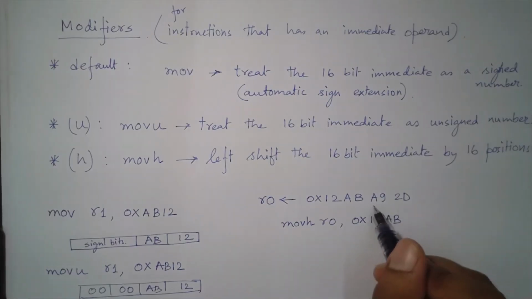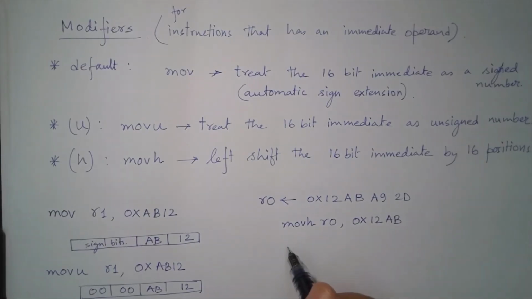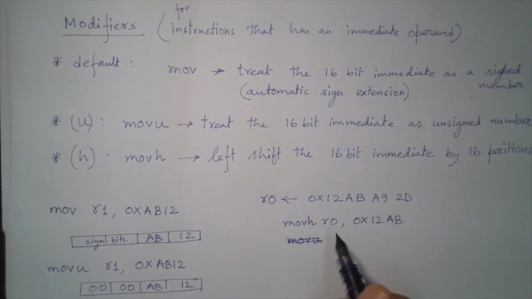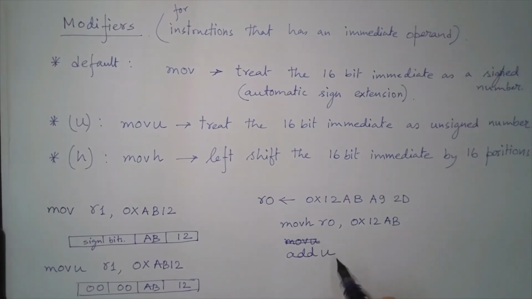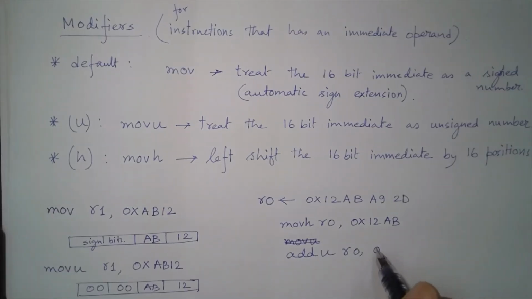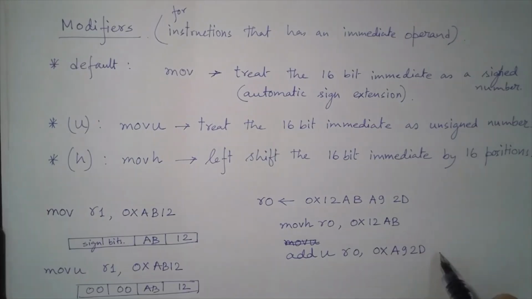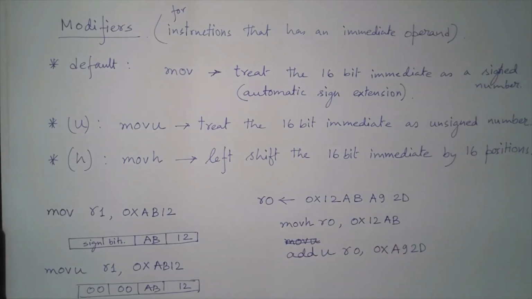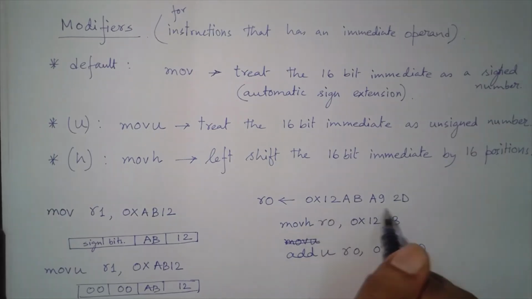Now, how can I add the other part into R0? I can just go ahead with the unsigned move, or okay, not move, let us say we can just do add, unsigned add, and if we add to R0, R0's current content is this because the lower bytes are 00. So, if I add 0xA9 to D, then ultimately I will have R0 initialized by this 32-bit immediate value, alright. So, in this way, in an indirect manner, we can initialize our registers with 32-bit values.